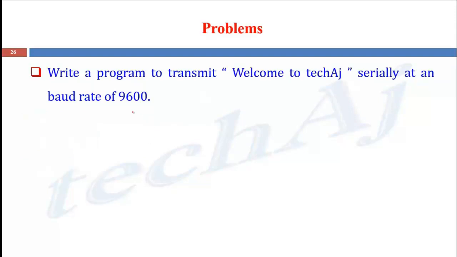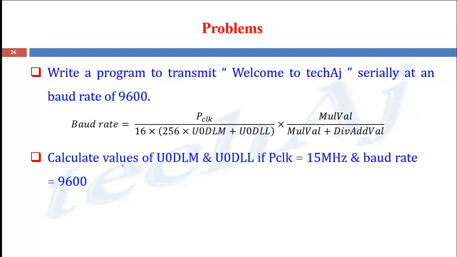Now let's write the program to transmit "Welcome to TechAJ" serially at a baud rate of 9600. To calculate values of U0DLM and U0DLL, we'll consider the value of PCLK as 15 MHz and the given baud rate value is 9600.